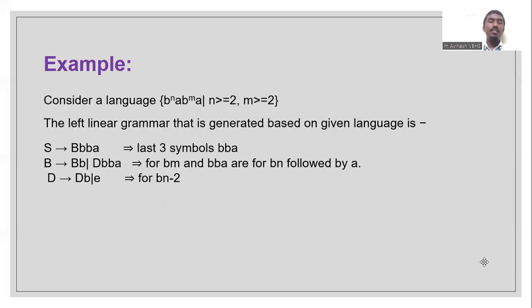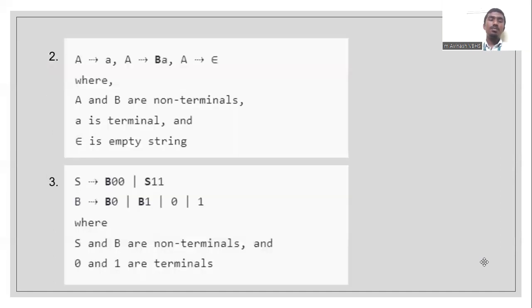Example, consider a language b^n a b^m a, where n is greater than or equal to 2 and m is greater than or equal to 2. The left linear grammar generated based on the given language is S → Ba, with the last three symbols bba. B → Bb or Dbba, for b^m and bba are the b^n followed by a. D → bD, Db or epsilon for b^(n-2).